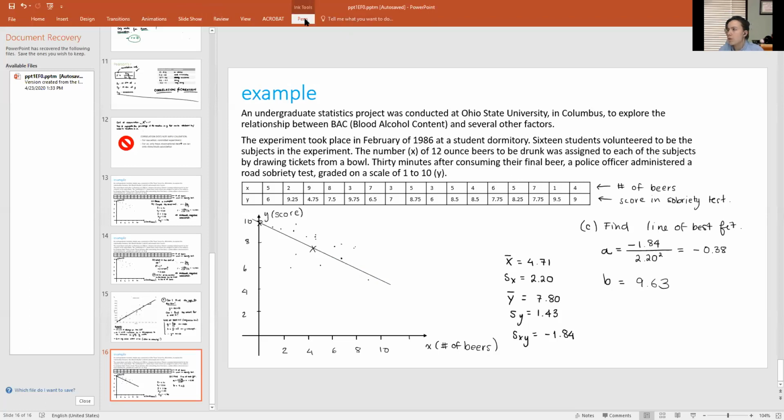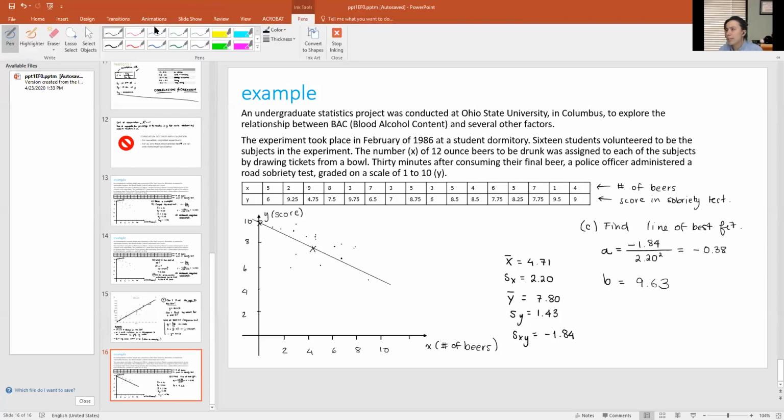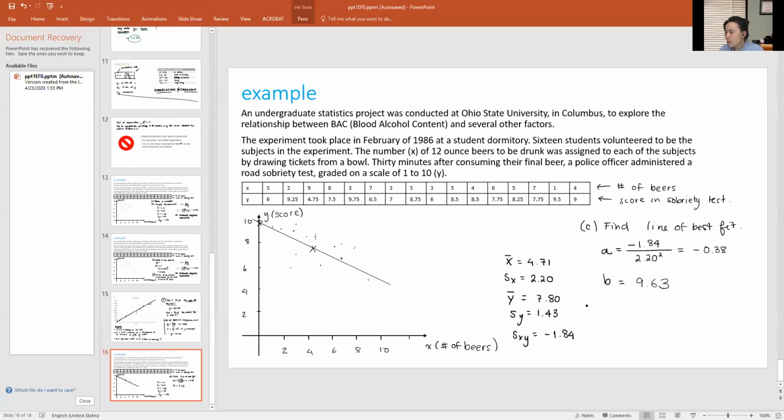All right, and so what I have is that this tells me that for every extra beer that somebody drinks, you should expect a decrease of 0.38 in the score that they get in the sobriety test, right? So if you increase the number of beers by 1, then you should expect the score to decrease by 0.38 points.